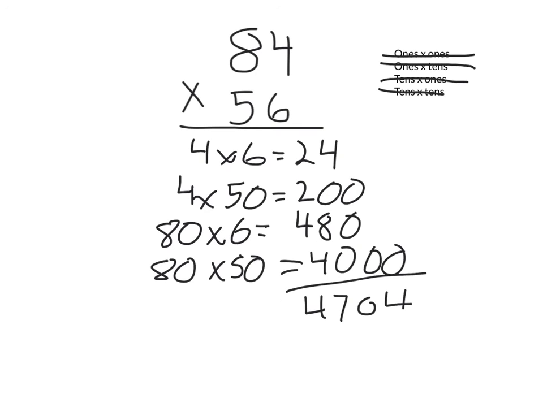And once again, if you want to think about it bow tie strategy-wise, I'm going to use a highlighter maybe instead of a marker. That might help us see it a little bit better. We did 4 times 6. We did 4 times 50. We did 8 times 6. And we did 8 times 50. And you can see the little bow tie we have forming right there in the center. It's really nice and cute.